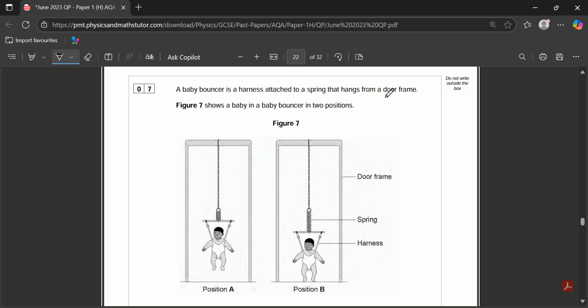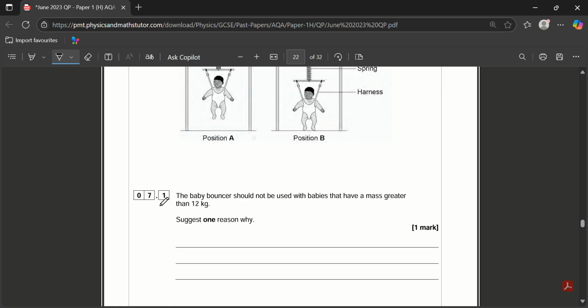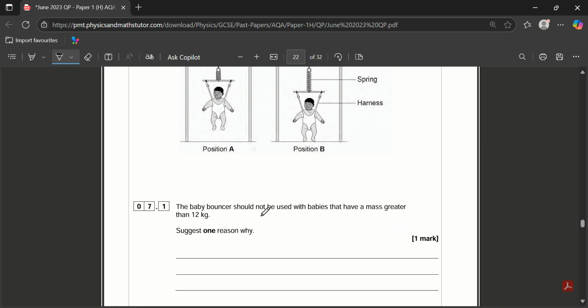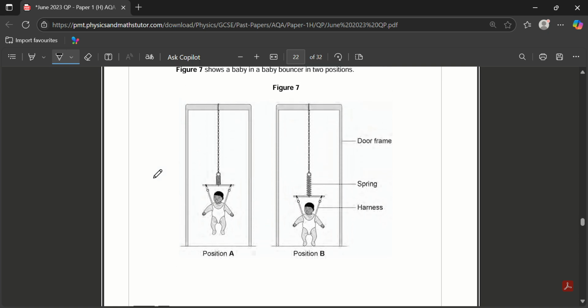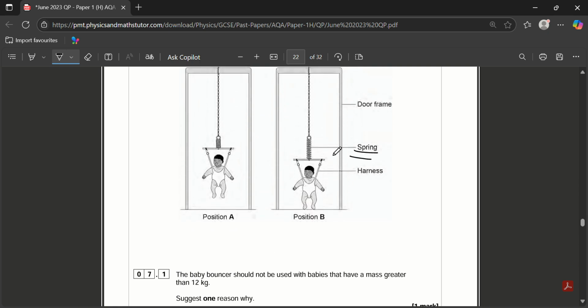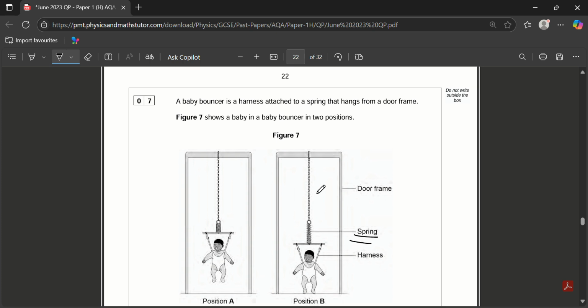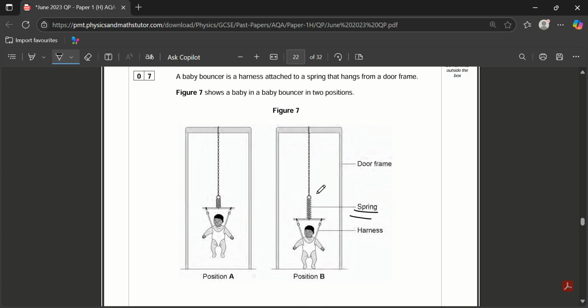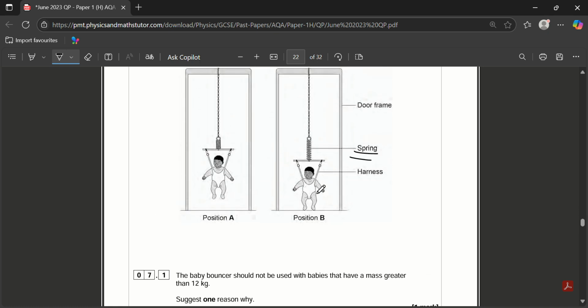Okay, we've got some babies here. A baby bouncer is a harness attached to a spring that hangs from a door frame. The figure shows a baby bouncer in 2 positions. Baby bouncer should not be used with babies that have a mass greater than 12 kilograms. Just one reason why. Well, I'm immediately looking at this spring that we have over here, and this spring will probably break, or a better way to say it is just that there's going to be a permanent extension.